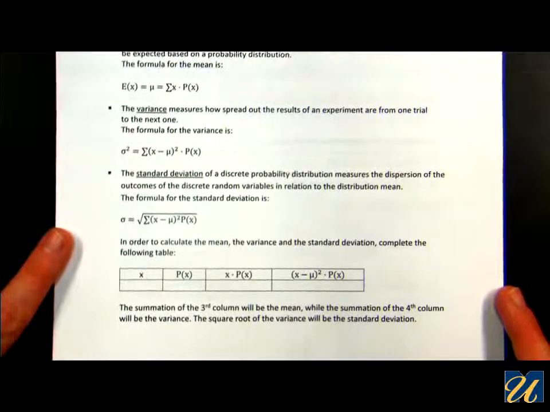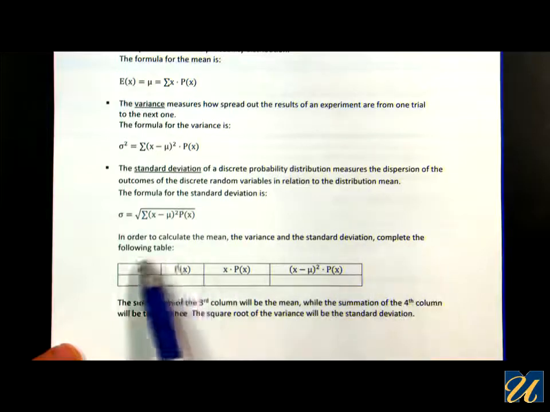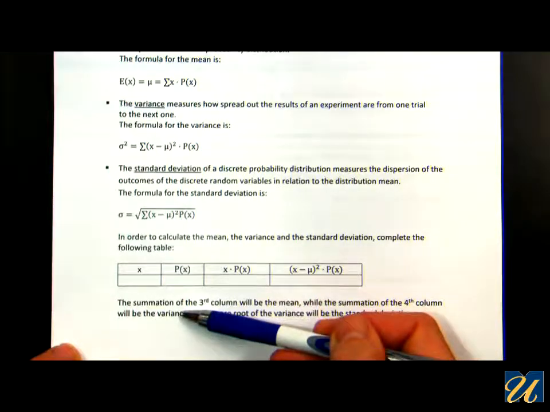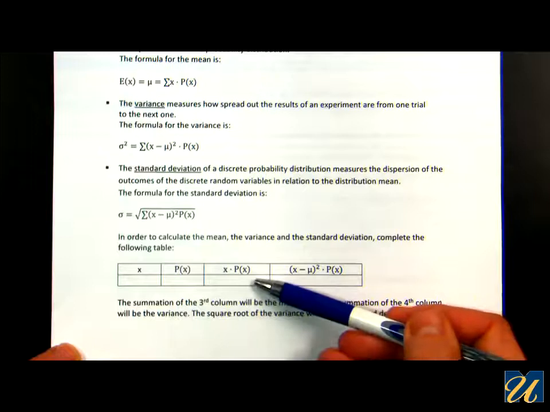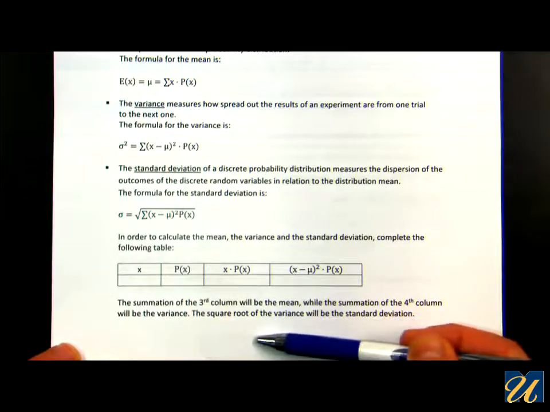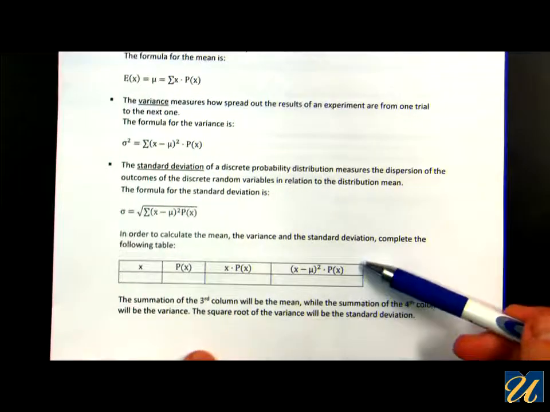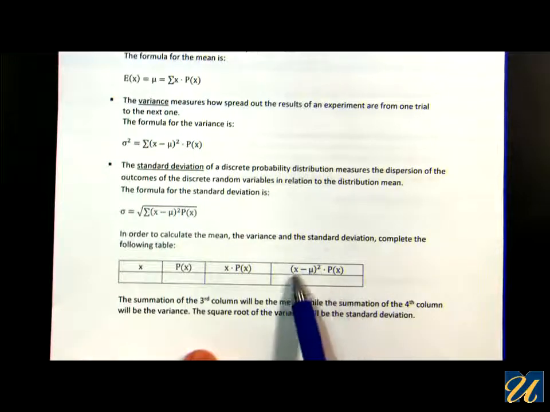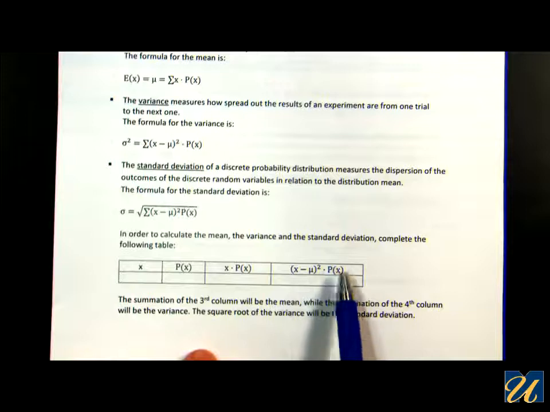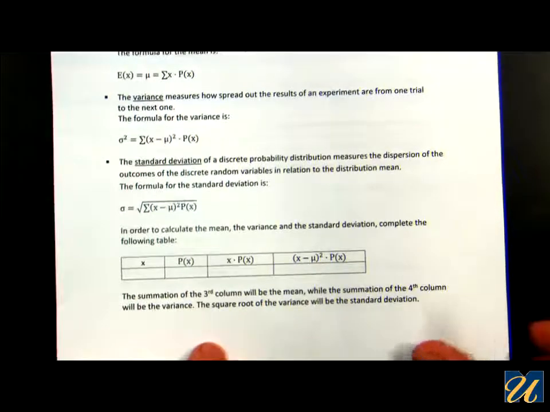Now, if you were to calculate the mean, the variance, and the standard deviation, you would simply have to complete the following table. You have your outcomes for x, you have the corresponding probabilities for each outcome on the next column. On the third column, you take the product of the first two. At the end of the third column, when you add them all up, this will be your expected value, your average or mean. They all mean the same thing. And on the fourth column, you take the squared deviation of every entry from the mean and multiply it by the corresponding probability. When you add them all at the end, this will be your variance.